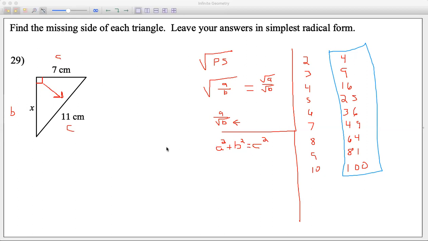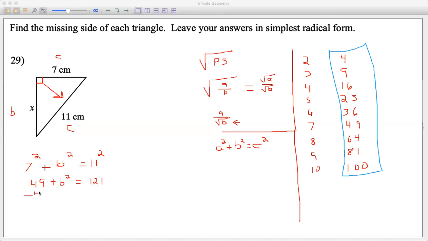So I'm going to write those numbers now into the formula. A was 7, so 7 squared, most of you probably write 49. Plus B squared, or X squared, is equal to C squared, which is 11 squared. And yes, most of you will write 121. That's fine. Simply do the math. So that would be 49, plus B squared, or X squared if you put an X, equals 121.